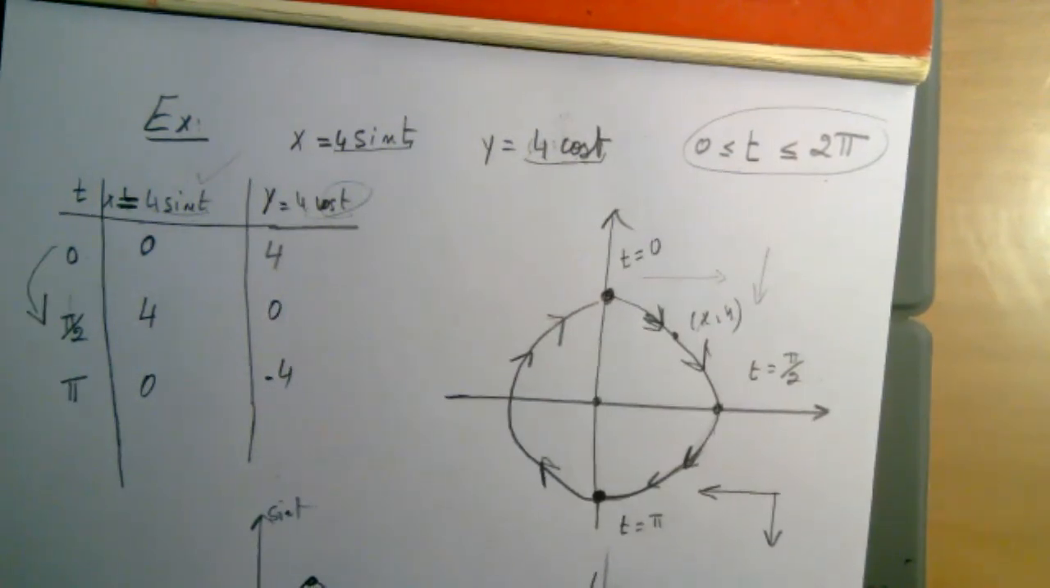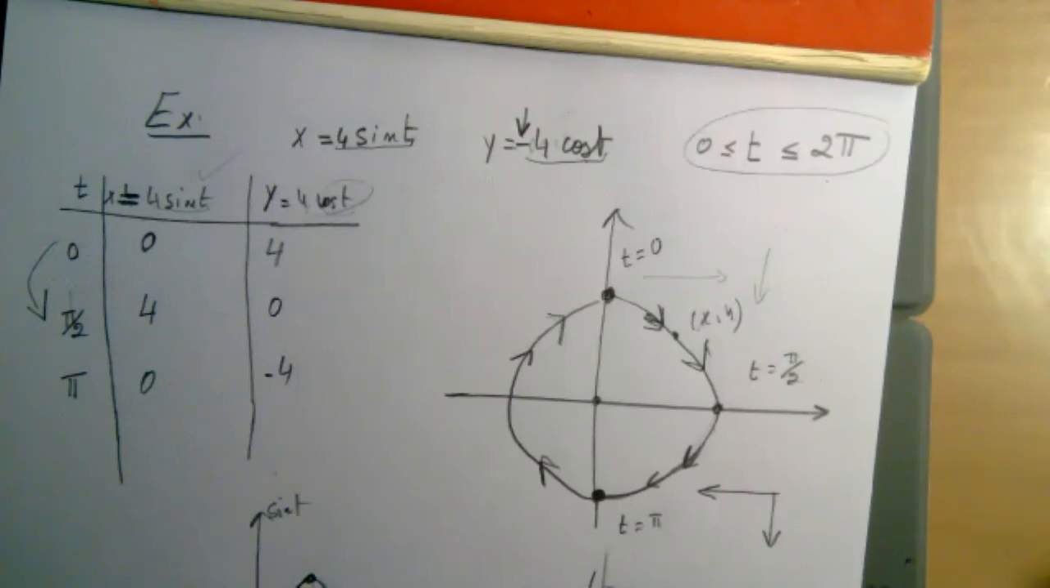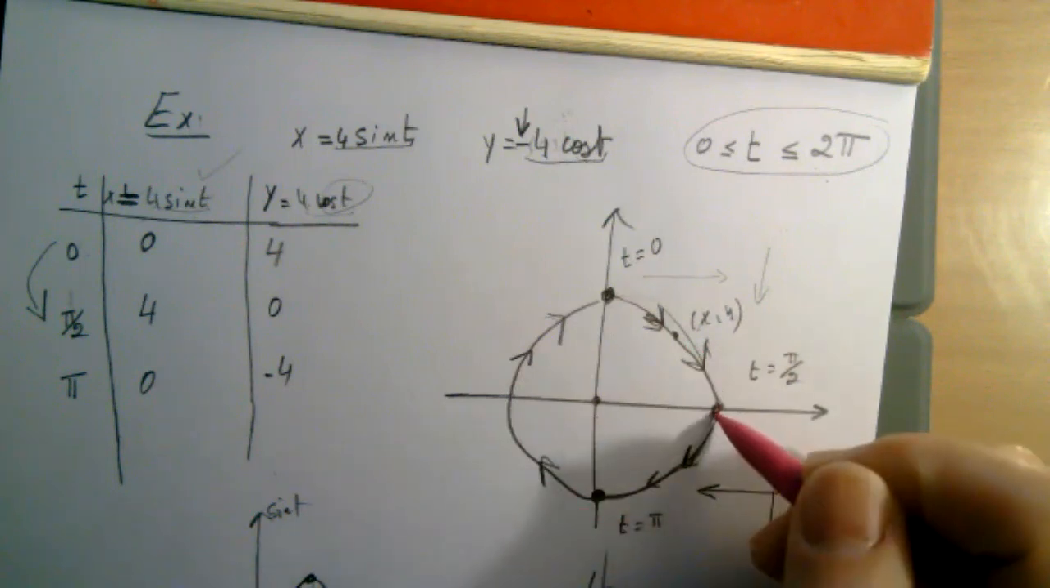Okay. Now I can start playing with this curve a little bit, and probably some of the homework is like that. I can put a minus in here. How will this affect the motion? Will it affect the motion? Do you think it's going to affect the motion? Absolutely. It will not affect the curve. It will always be a circle.